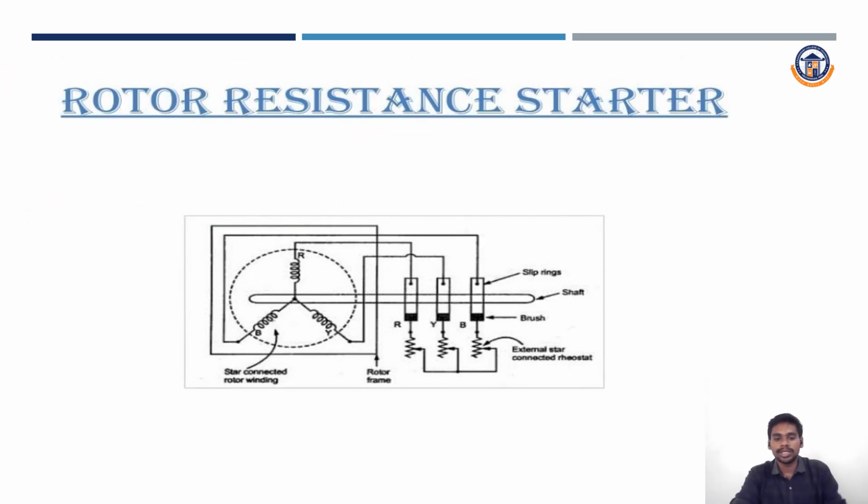It is the rotor resistance starter. It is the star connected rotor winding. It is a rotor frame. External star connected rheostat, as said before. External rotor resistance, external rheostat, that means resistance will be connected accordingly. Brushes to output the current, shaft the rotating part, slip rings, it is the slip ring induction motor.